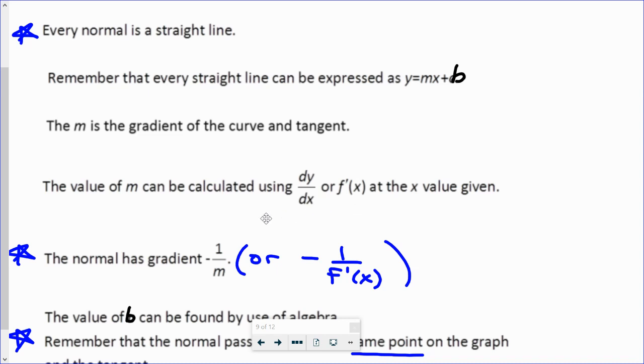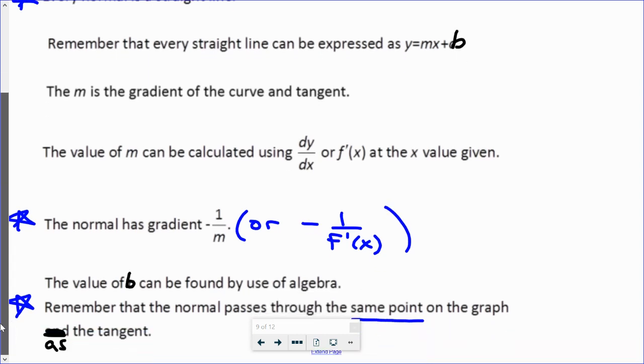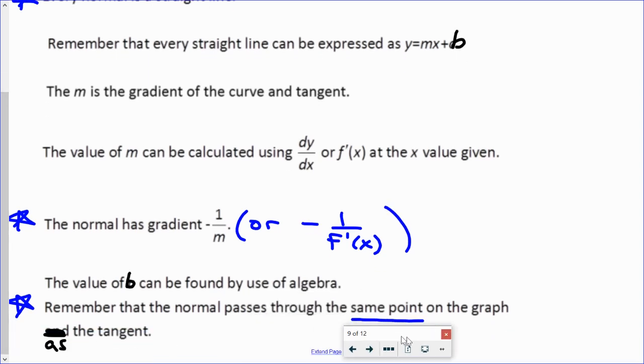If we want to write the normal for a particular curve, then we would use the gradient of negative 1 over m, or negative 1 over the derivative of f of x. And then we can find the value for b using algebra, just like we did in the previous examples. What's important to remember is that the normal passes through the same point on the graph as the tangent. So whatever our key point was that we were using to write the equation of the tangent, we're using the same point to write the equation of the normal.